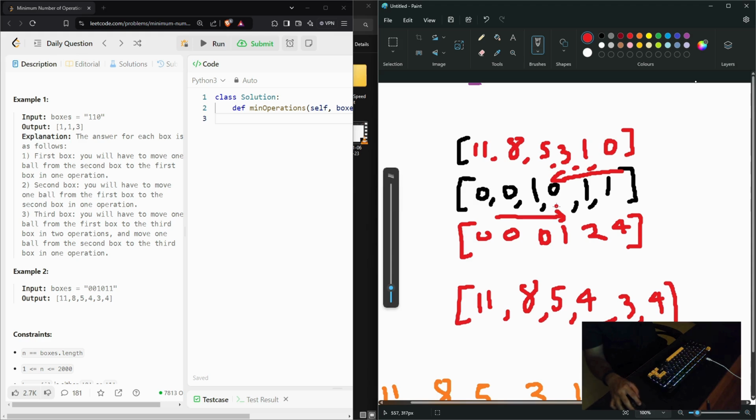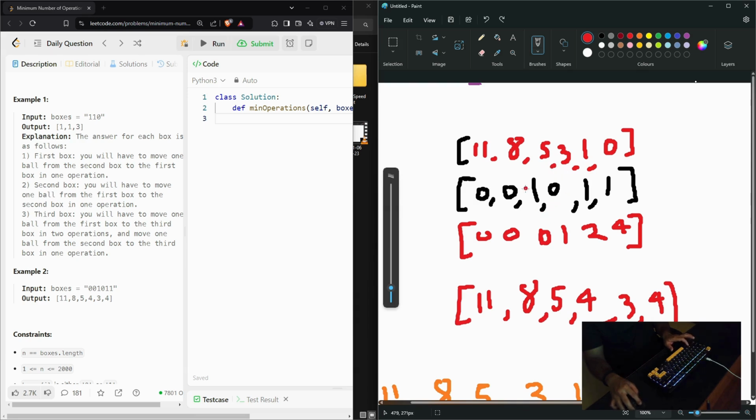Now we have basically simplified it. Instead of O(n squared), it will be O(n). Now we have two separate arrays telling us how much effort it is going to take to move the balls from left and right. If you take a look at the 0th index, it is going to take an effort of 3 to move the balls from right to left, and an effort of 1 to move the balls from left to right.